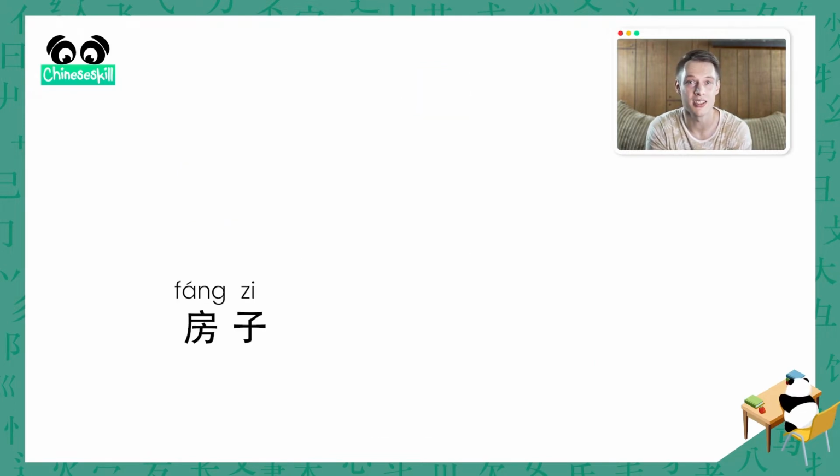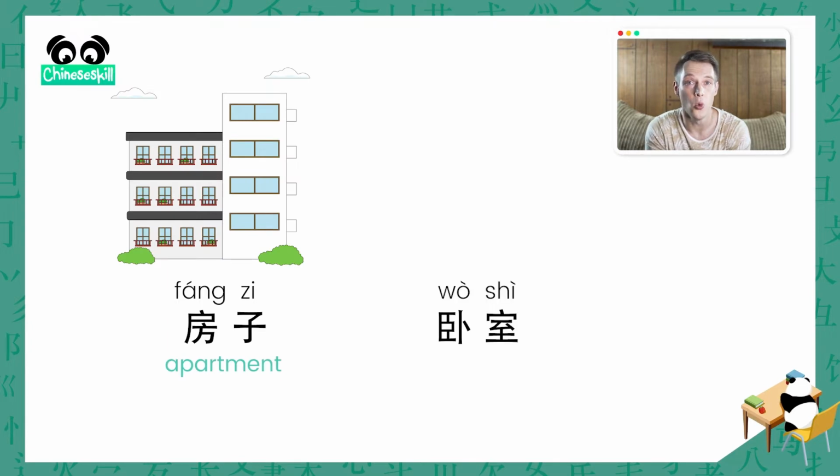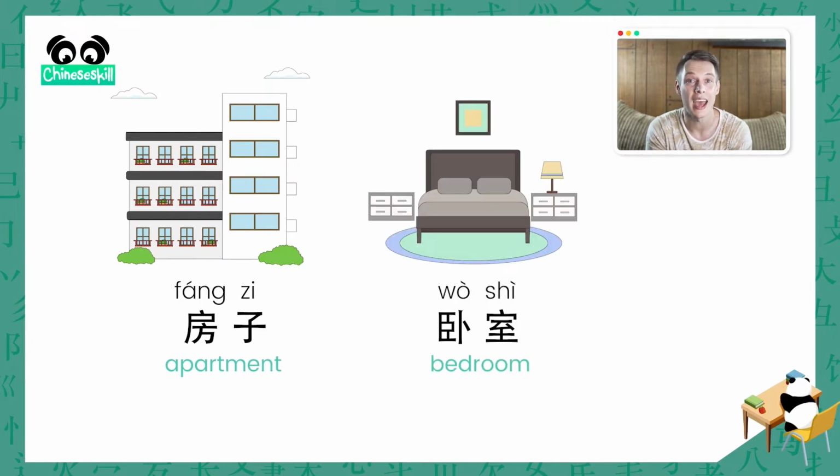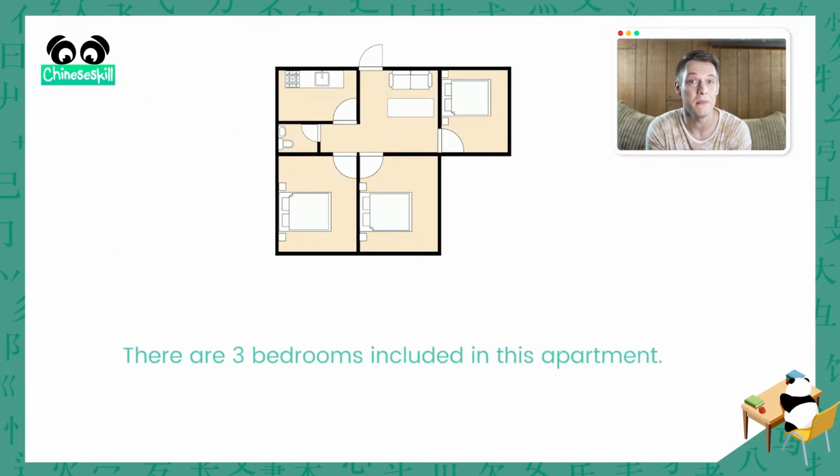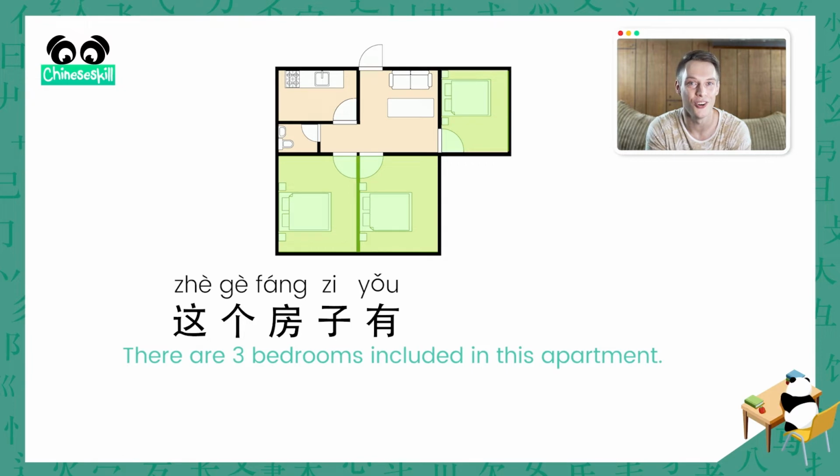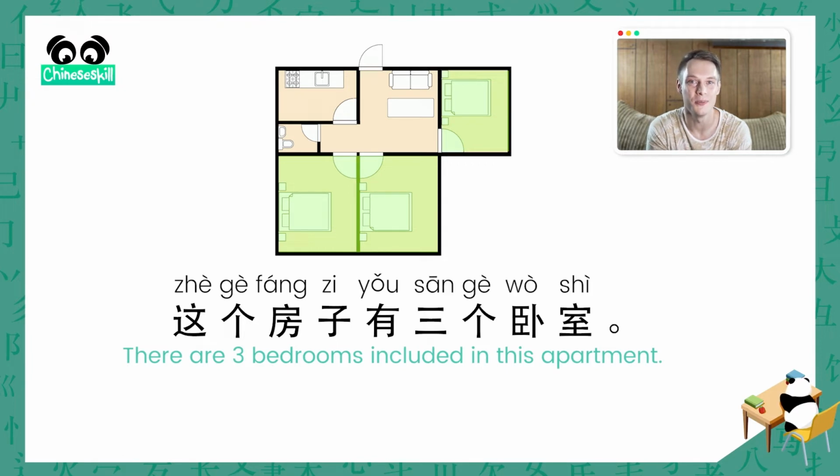And using 房子 for apartment and 卧室 for bedroom, how would you say there are 3 bedrooms included in this apartment? 这个房子有3个卧室. There are 3 bedrooms included in this apartment.